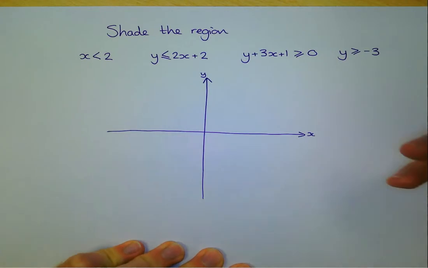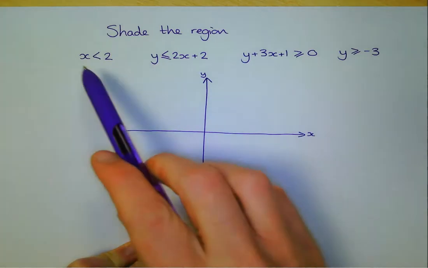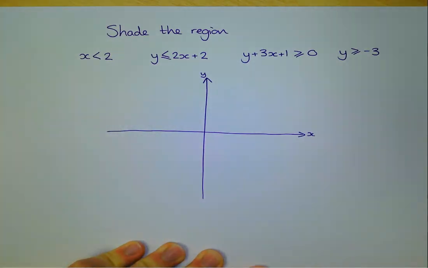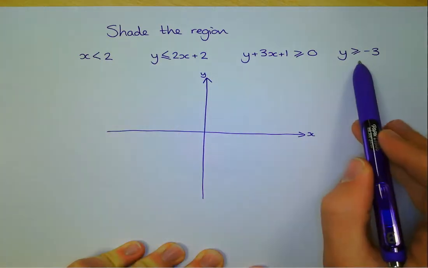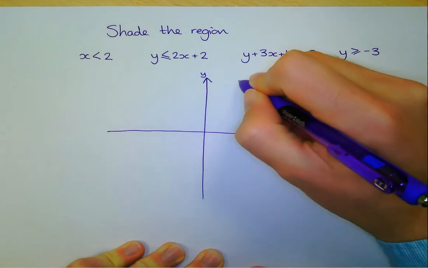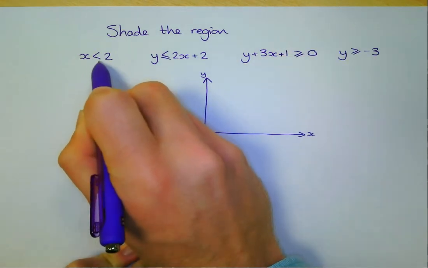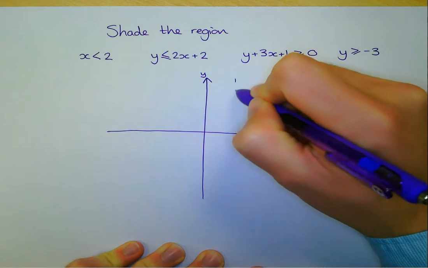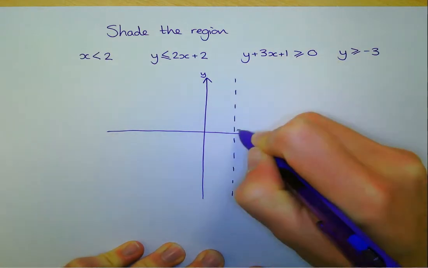Hi guys, in this video we're going to have a look at shading regions which are defined by these four inequalities. So we're going to start with the easier lines to draw, which is this one and this one. So x is less than 2, we're going to draw the line x equals 2. Before I make a mistake, this is not including 2, so this is going to be a dotted line. So I'm going to draw a vertical dotted line, where x is always 2.